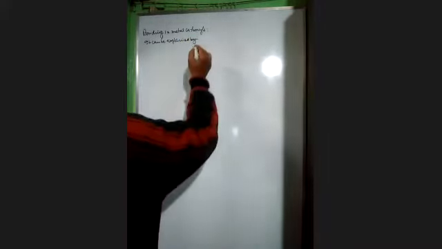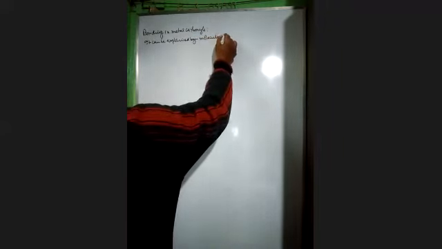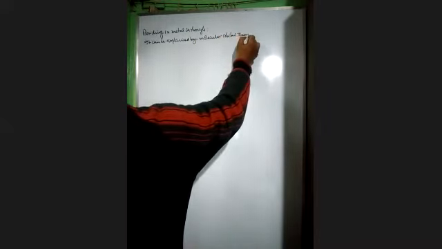Bonding in metal carbonyls can be explained by molecular orbital theory.